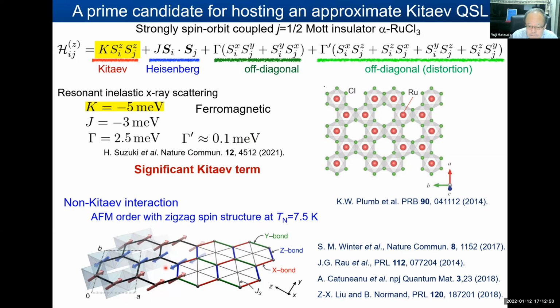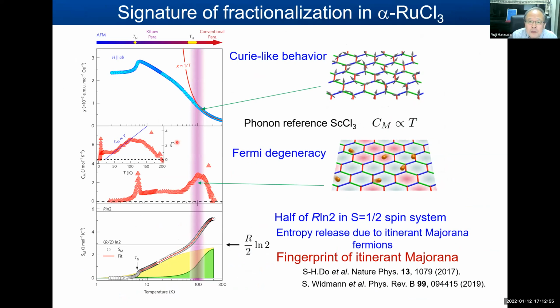The signature of the fractionalization, spin fractionalization, has been reported by several experiments. Let me show you several examples. The specific heat, here's the result of the specific heat. The magnetic part of the specific heat obtained by subtracting the phonon contribution shows the T-linear dependence. So this T-linear dependence has been attributed to the Fermi degeneracy.